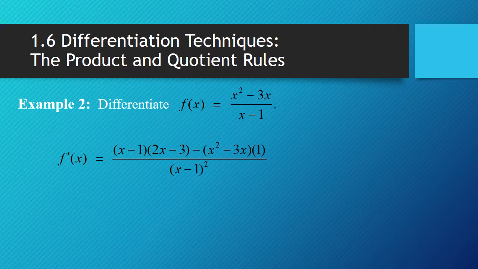Okay, so we have the denominator times the derivative of the top, the numerator, minus the numerator times the derivative of the denominator, over the denominator squared. Now here they did multiply it out and simplify it.